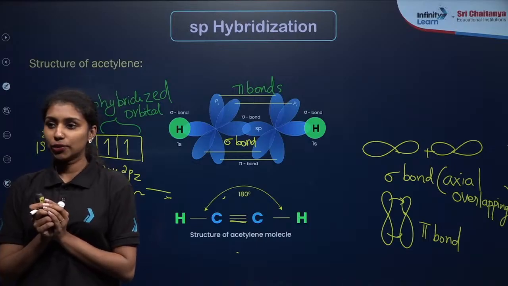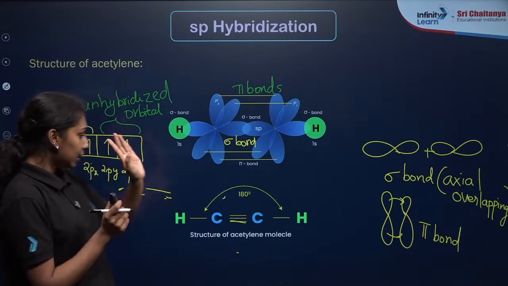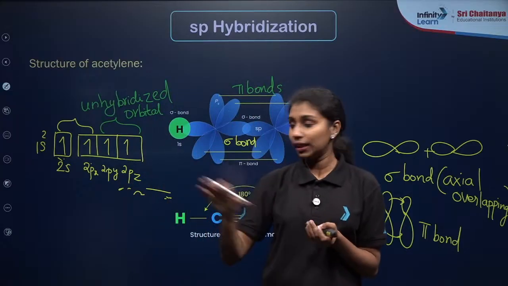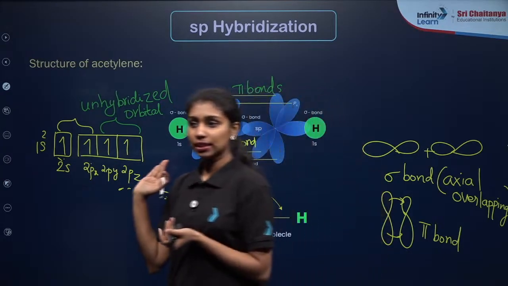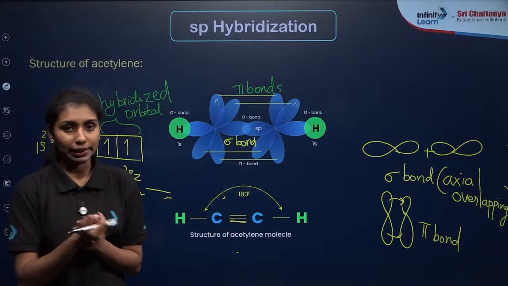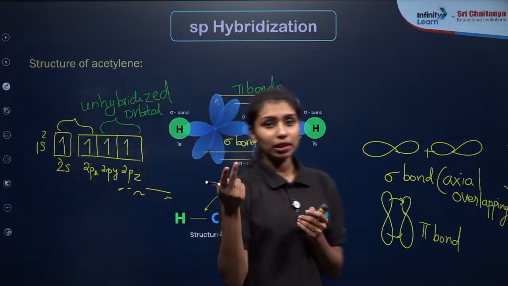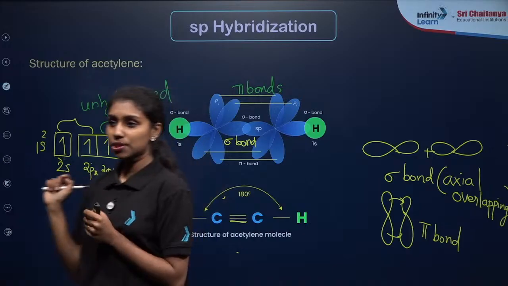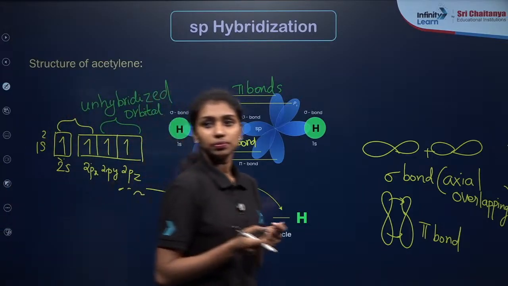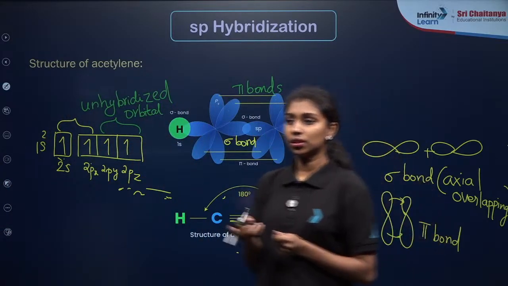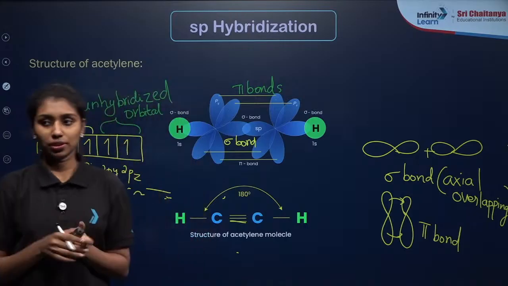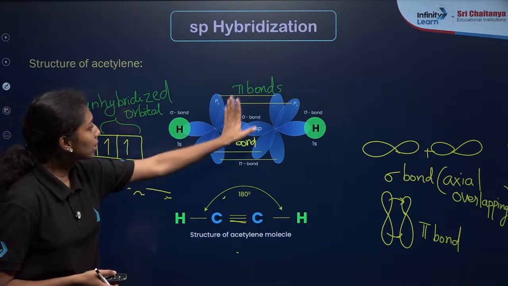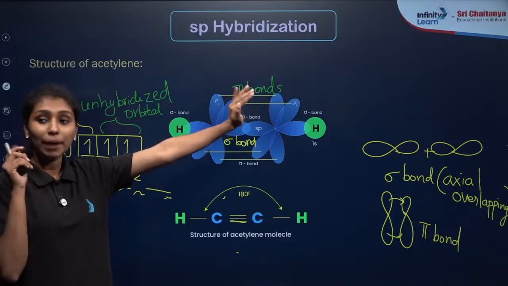How to identify the hybridized and unhybridized orbitals? In the case of sp orbitals, as we already know, only one s and one p orbital will combine, and the remaining will be unhybridized. For sp2 hybridized orbitals, one s and two p orbitals will combine, and the remaining one will be unhybridized. Is that clear, Arush? Here it is forming the sidewise overlapping, that is the pi bond.